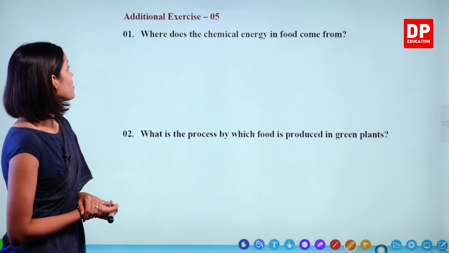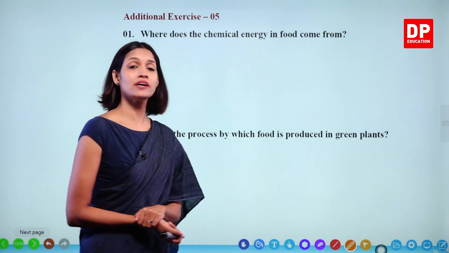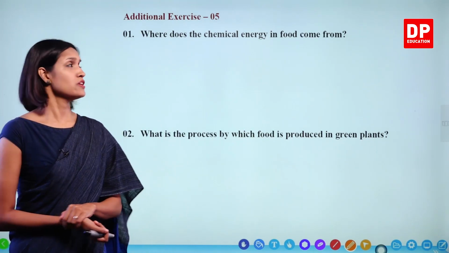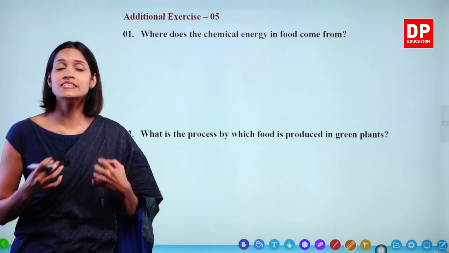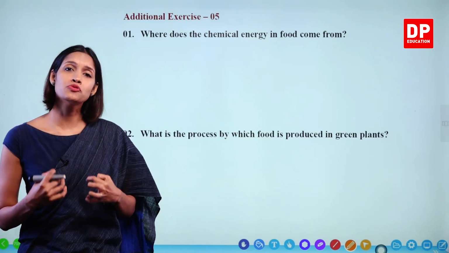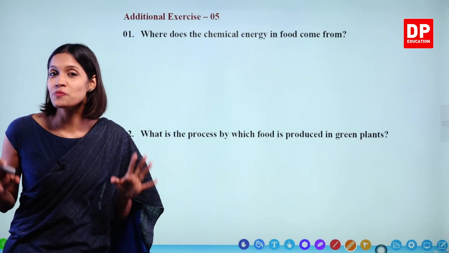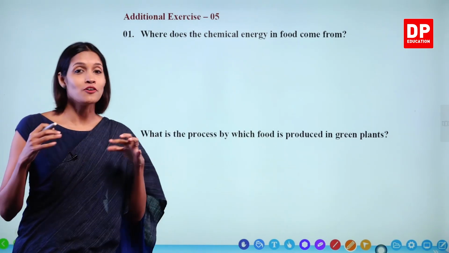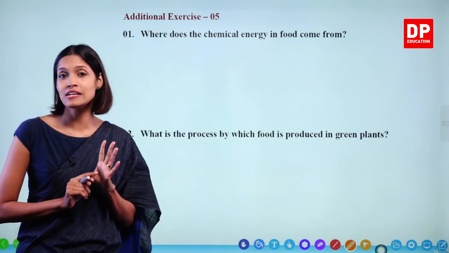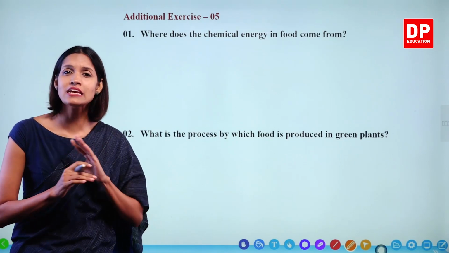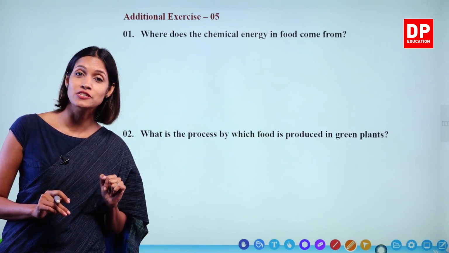Right. Exercise number 5. First one. Where does the chemical energy in food come from? Remember, children. So when it comes to food, food gives us energy. What is the type of energy contained in food? Any type of food contains chemical energy. If you consider our body as a machine, the fuel for our body is food. So any kind of fuel contains chemical energy. So food also contains chemical energy.